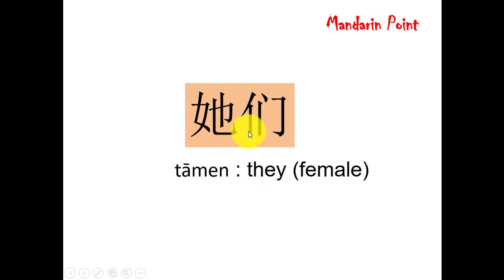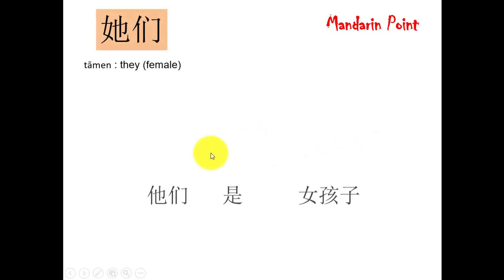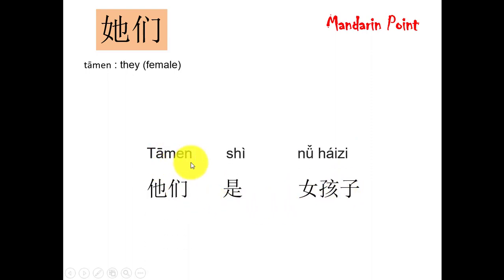The next character is 她们, meaning they. Let's decompose it, and I think it is very simple. You already have understood it. On the left side we have ta for female and men that indicates the plural form of personal pronouns. Let's find out an example. 她们是女孩子. They are girls. They're girls.